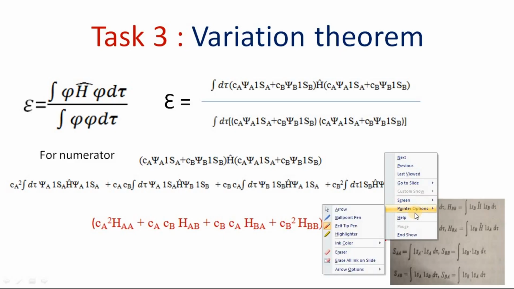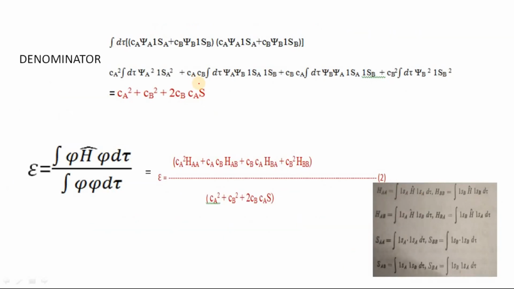Now the numerator is finished. Now we'll move on to the denominator part. The denominator is actually very simple. This is our denominator: the integration of Ca psi 1sa plus Cb psi 1sb, into Ca psi 1sa plus Cb psi 1sb. So again we take this term multiplying this one directly, Ca square psi a 1sa square. First term is over. Now we'll go for the second term, that is, this one multiplying with that one. So CA, CB, psi A 1sa and psi B 1sb. Second term over, and likewise we do the third term as well as the fourth term.